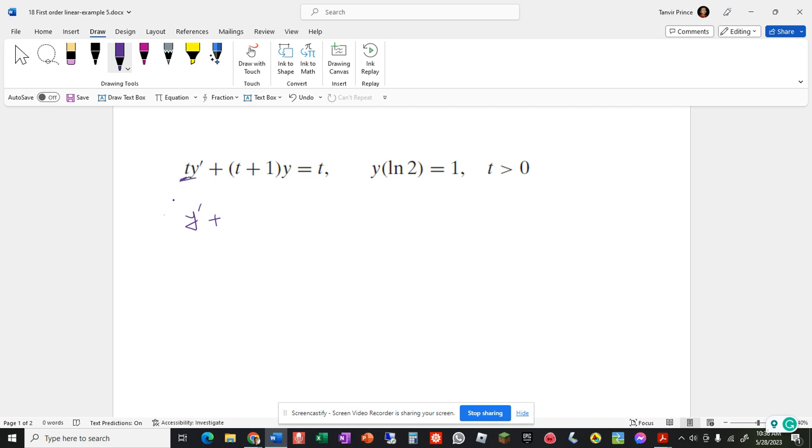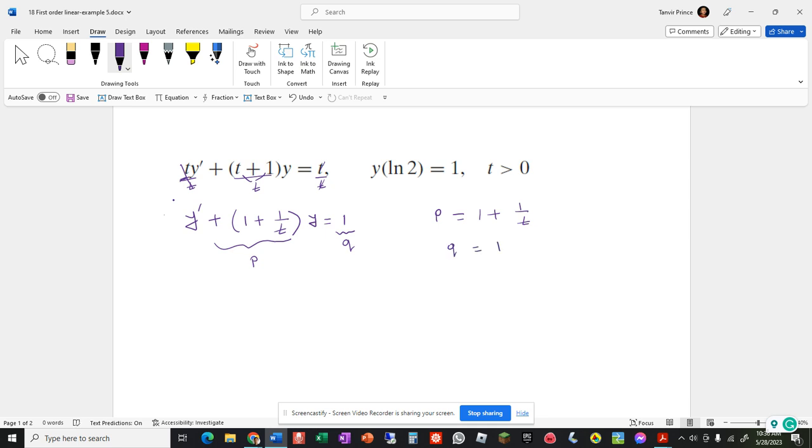Dividing both sides by t, this cancels out. Here I can distribute this t. So I can write it as 1 plus 1 over t equal to 1. So now we can see this is the p and this is the q. So let me write the p here and my q is equal to 1.